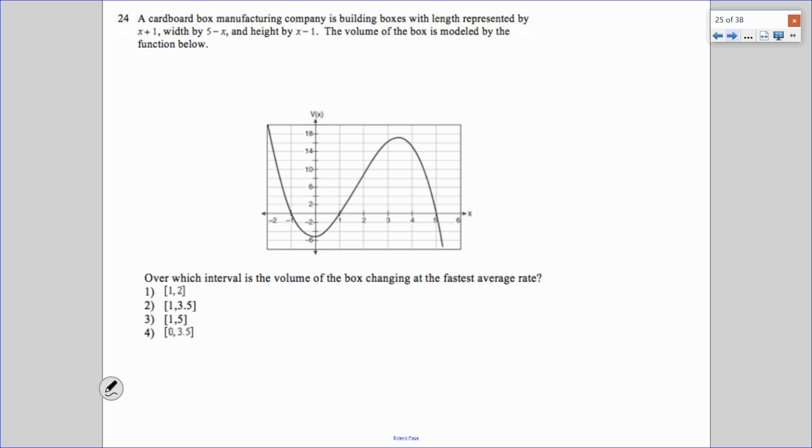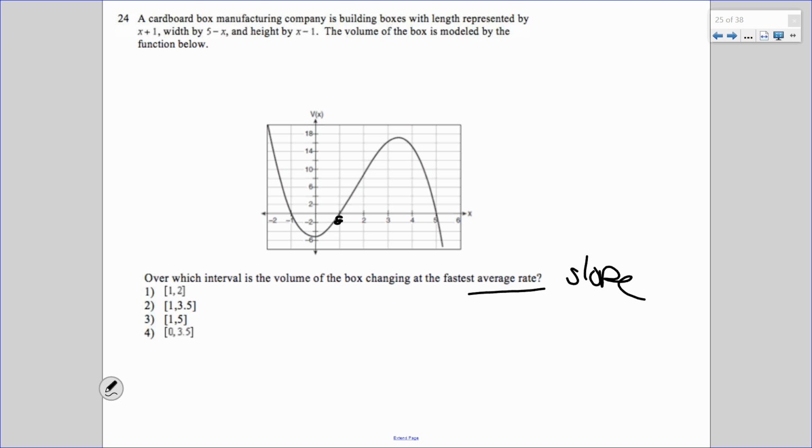A cardboard box manufacturing company is building boxes with length represented by x plus 1, width by 5 minus x, height by x minus 1. The volume is modeled by this function graph. Over which interval is the volume of the box changing at the fastest average rate? It's, again, an average rate of change question. And again, one with a given interval. Now, can I cheat a little bit here? Because it's a graph, average rate of change is slope. Which interval has the greatest slope?